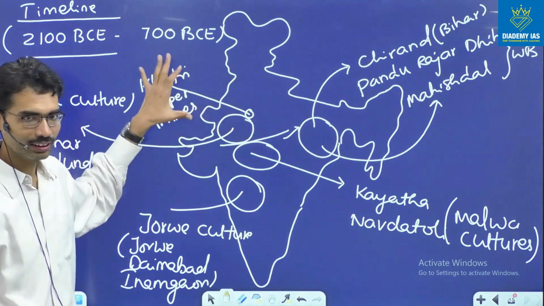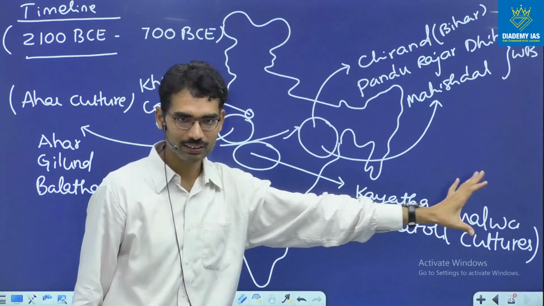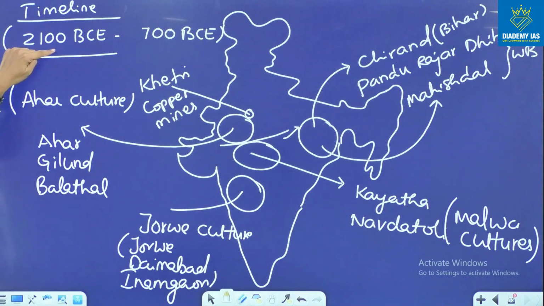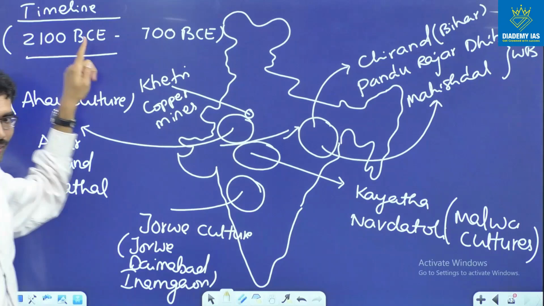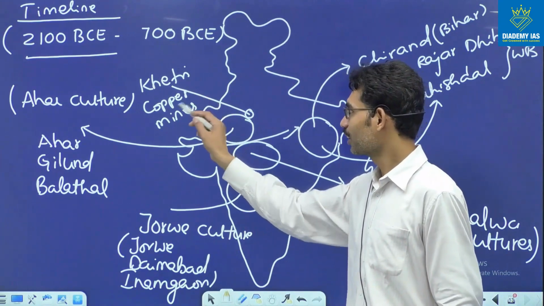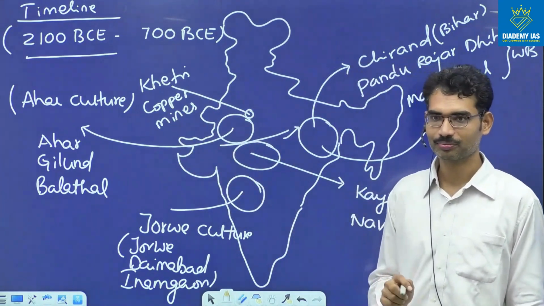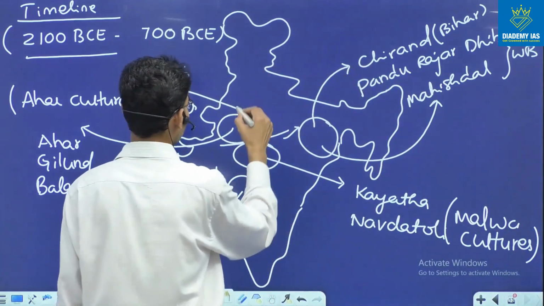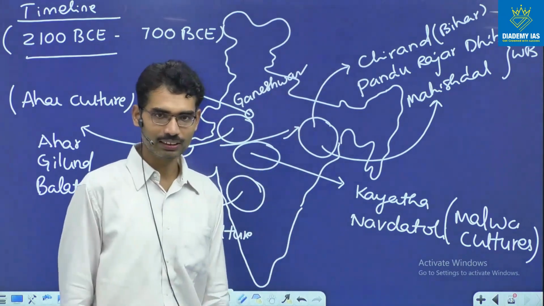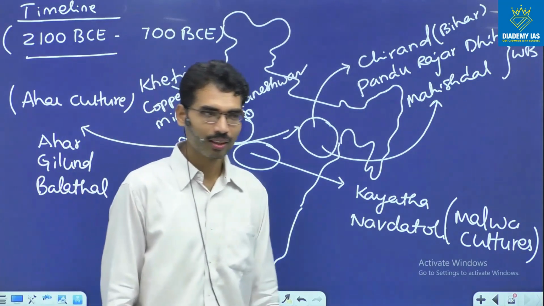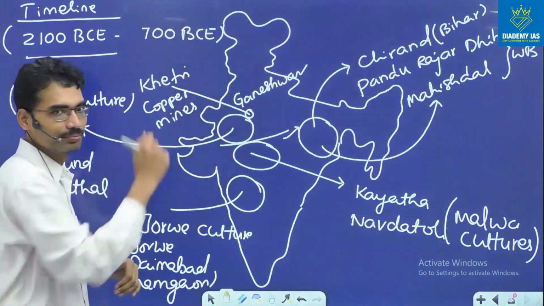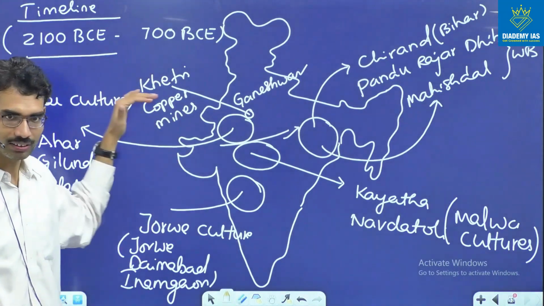Here we are not mentioning that because we will deal with the Harappan civilization separately, but some are contemporary to Harappan. That's why the variation also happened, because Harappan people got copper from the Khetri mines. There is a place called Ganeshwar, the Ganeshwar culture. They used to get copper from the Badakhshan area of Afghanistan. They were having trade on this side also.